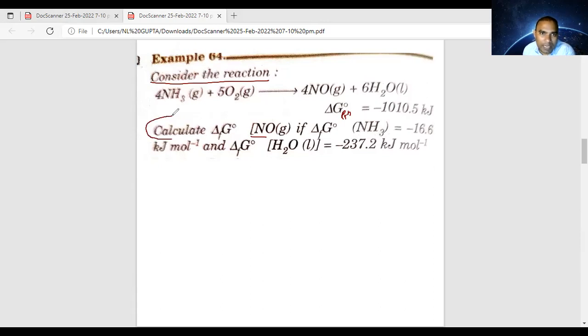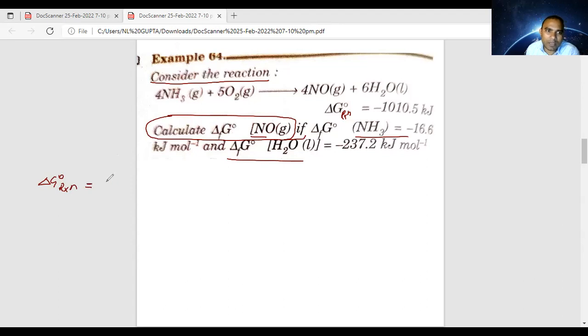Calculate ΔfG° of NO. We need to understand the question also. ΔfG° of NH3 is given, and ΔfG° of H2O is given. I already told you the formula. How are we going to get ΔG° of the reaction? ΔG° of the reaction is going to be what?